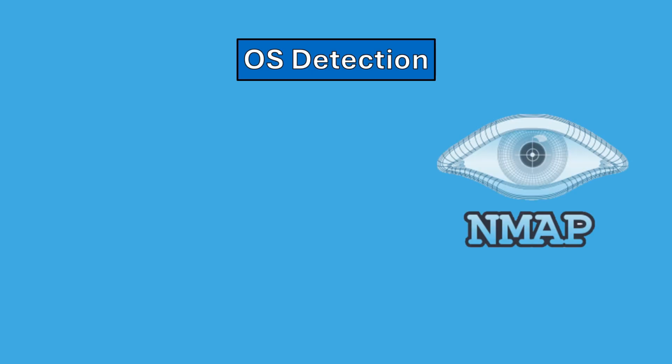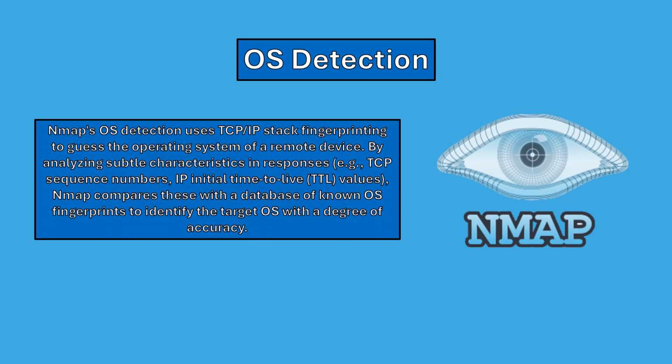Next is NMAP's OS detection. NMAP's OS detection uses TCP/IP stack fingerprinting to guess the operating system of a remote device. By analyzing subtle characteristics and responses such as TCP sequence numbers or IP initial time to live values, NMAP compares these with a database of known OS fingerprints to identify the target OS with some degree of accuracy.